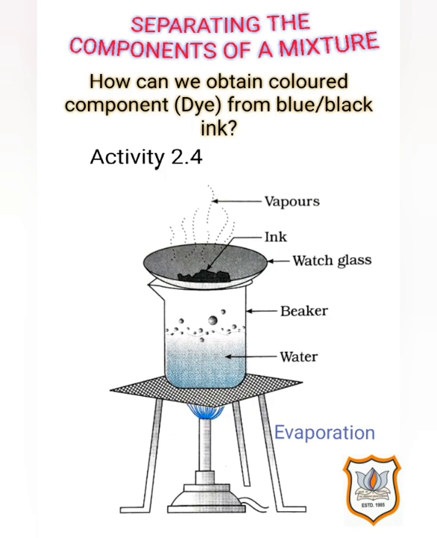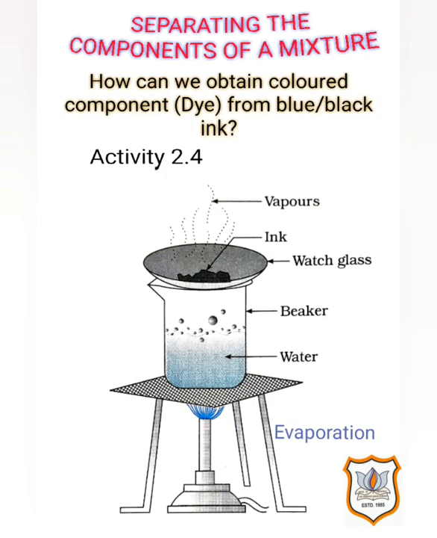Obtaining of colored component, that is dye, from blue or black ink. To discuss this, let us have an activity, activity 2.4. Fill half a beaker with water as shown in the figure. Put a watch glass on the mouth of the beaker. Then put a few drops of ink on the watch glass as shown in the figure. Now start heating the beaker.